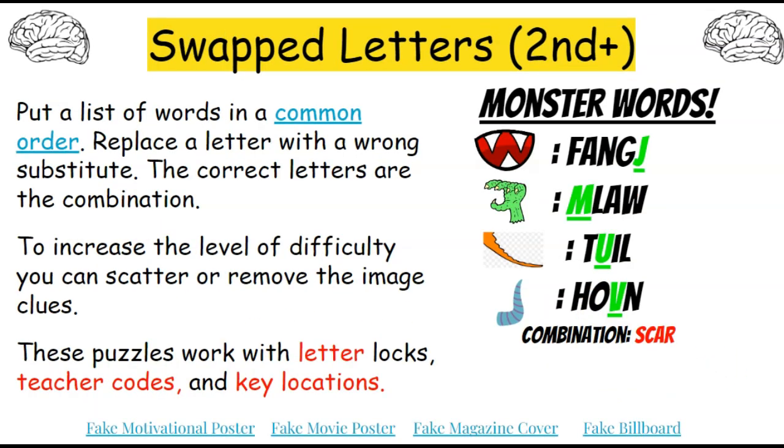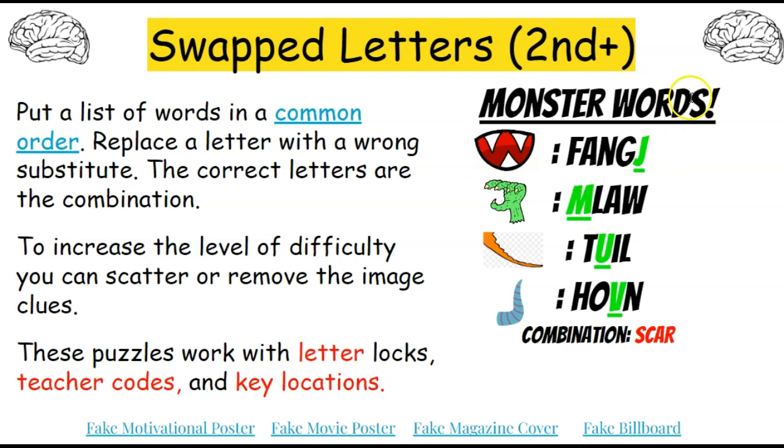Swap letter puzzles work for second grade and above. They are mental puzzles, so they'll work for digital locks and physical locks. Put a list of words in a common order. Replace a letter with a wrong substitute. The correct letters are the combination. To increase the level of difficulty, you can scatter or remove the image clues. These puzzles work with letter locks, teacher codes, and key locations.